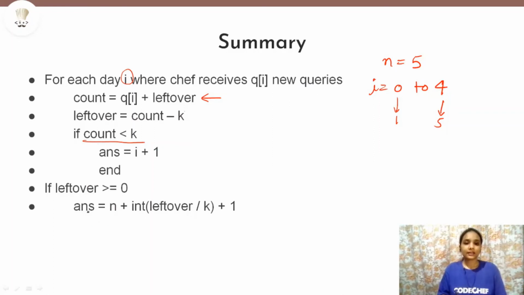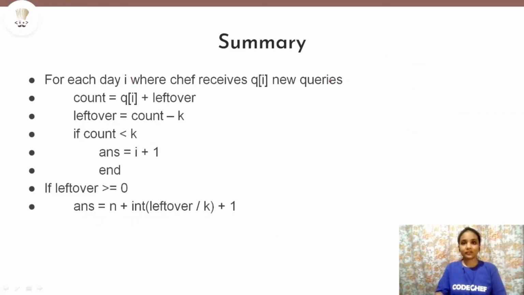And the answer will be our formula that we discussed earlier. So n, that is the number of days when chef is receiving new queries, plus leftover divided by k, only the integer part of it. That means the number of days chef needs to answer those leftover queries, and plus 1, so that we can count the day when chef is answering less than k queries. So this will be our answer in that case.